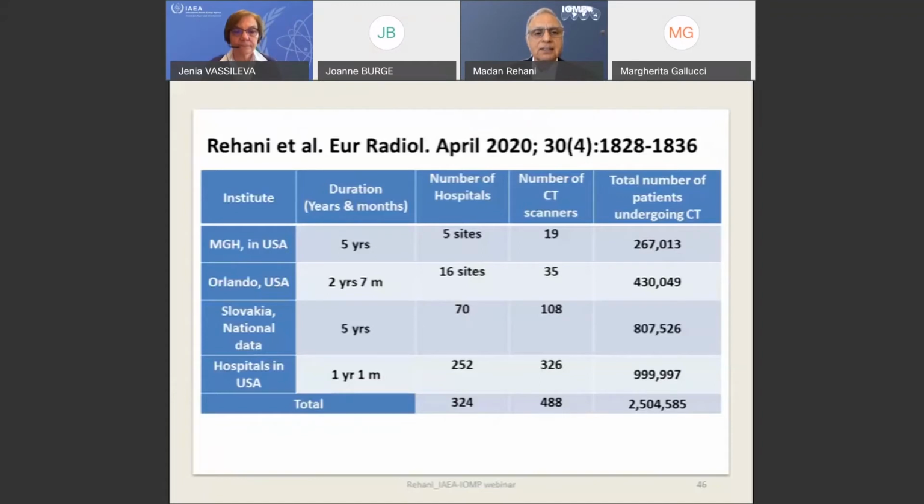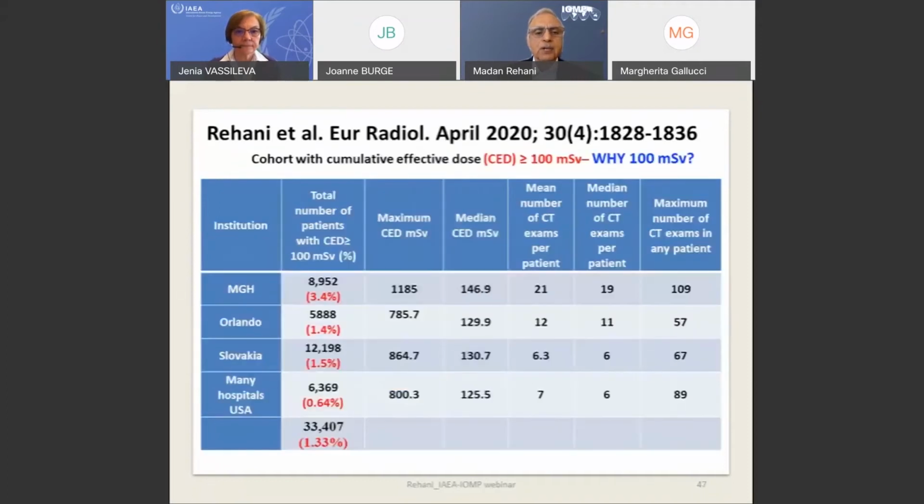This is the large study which was published in April 2020 in European Radiology. This is data from the hospital where I work, for 5 years. We had 19 CT scanners and 0.26 million patients undergoing CT. Another hospital gave 2 years, 7 months of data. In total we had 2.5 million patients, involving almost 324 hospitals. So we had almost 3.4% of our patients getting a cumulative effective dose of 100 millisievert or more.